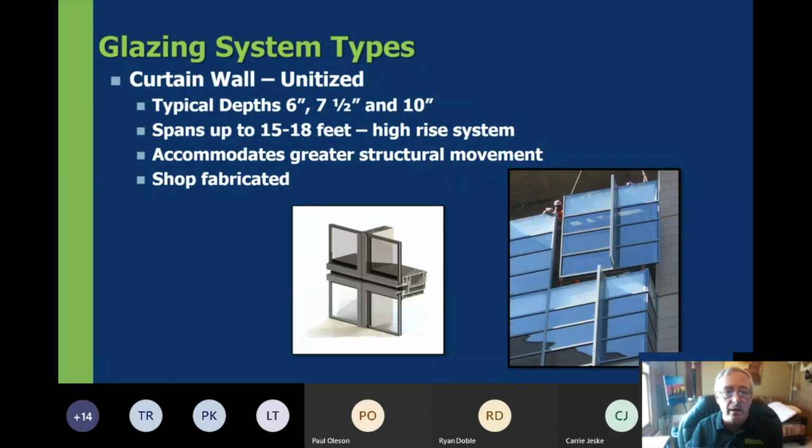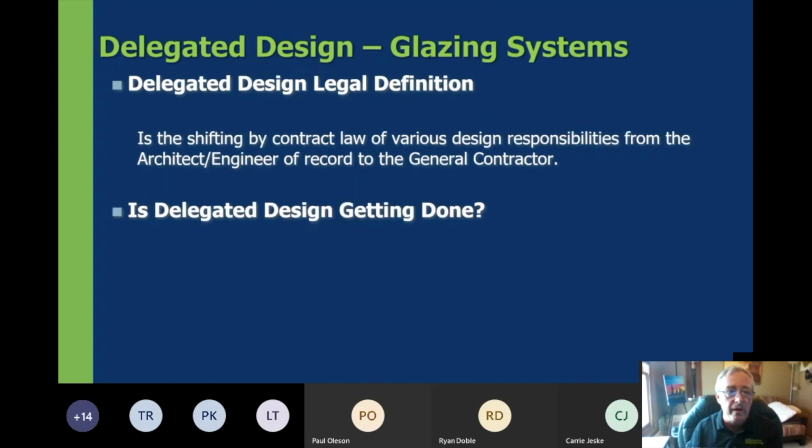And so it usually is limited in the architectural aesthetics, in a kind of regulated way. In other words, with stick built you can get more geometries and more different shapes on the outside of the building than you can with the unitized type curtain wall. So that's primarily the different types of manufactured glazing systems.